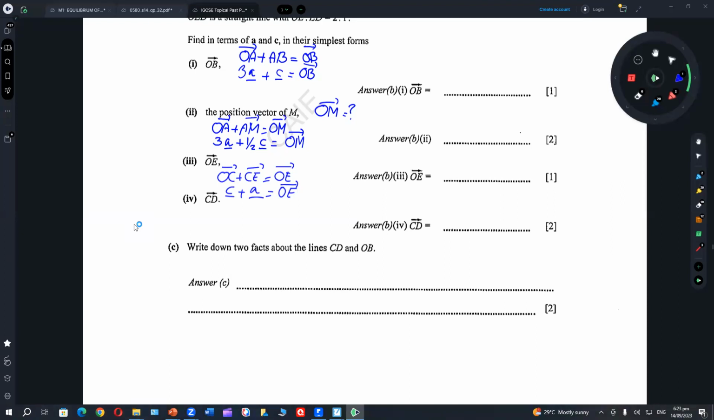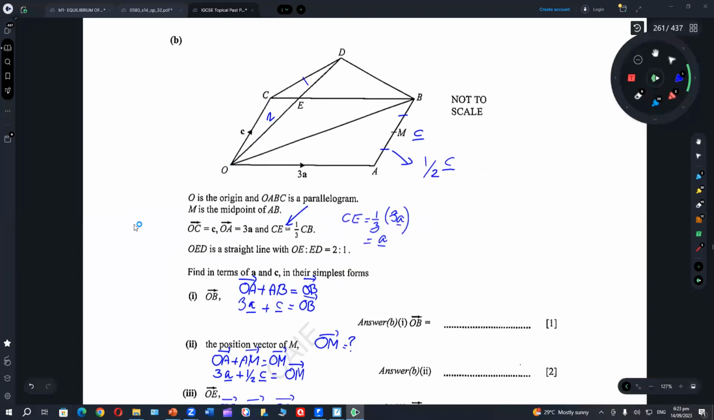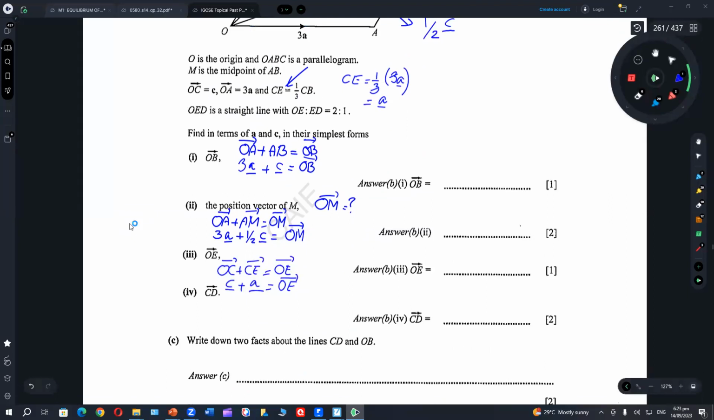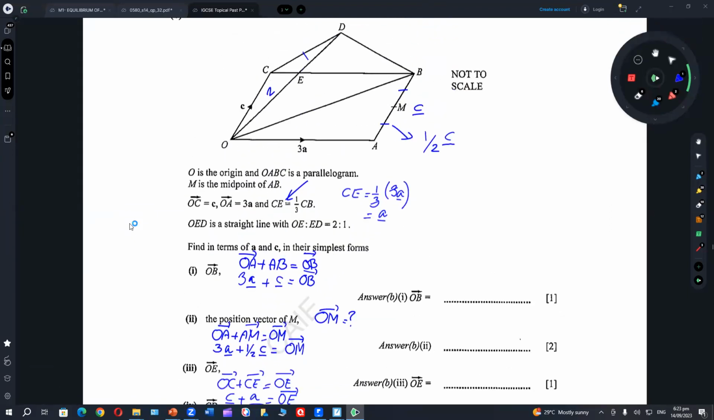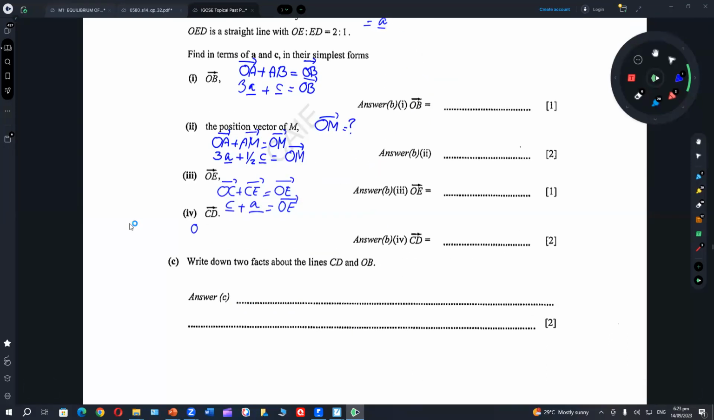Now talking about CD. In every vector question, the main skill is making the equation. OC plus CD, you need to make CD. Let's make the equation: OC plus CD is equal to OD. I need to find CD, so let me make CD the subject. CD is equal to OD minus OC.